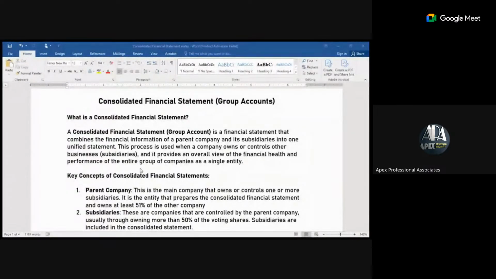It's simple. So Dangote owns 51% of UBA. So it means UBA is a subsidiary of Dangote, and Dangote is the parent of UBA. Do you understand? Can you see my screen?